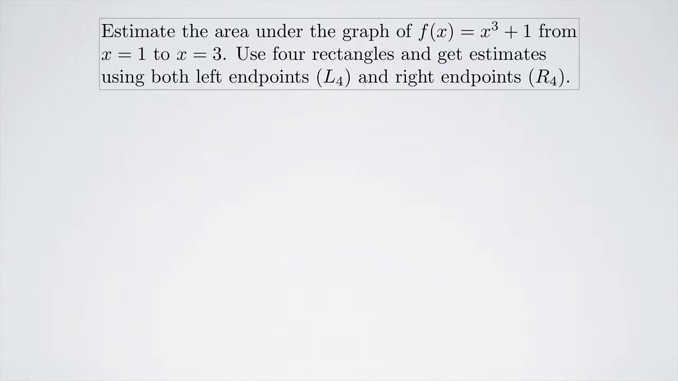You were asked to estimate the area under the graph of f of x equals x cubed plus 1 from x equals 1 to x equals 3. And you were going to use 4 rectangles, and you were going to do both a left endpoint estimate and a right endpoint estimate. So the first thing you should do is draw a graph.